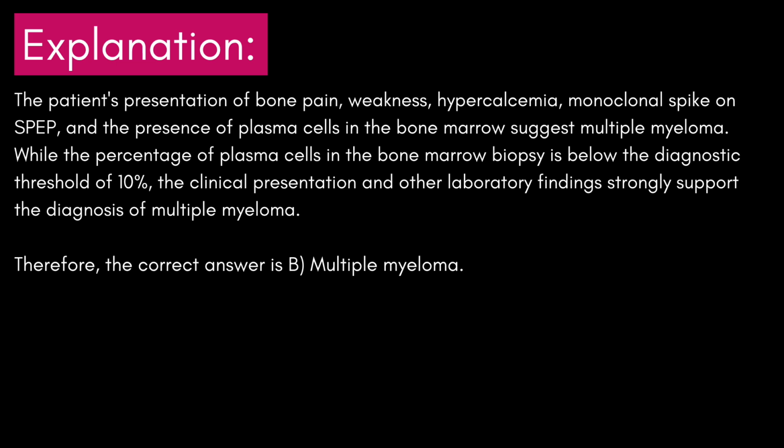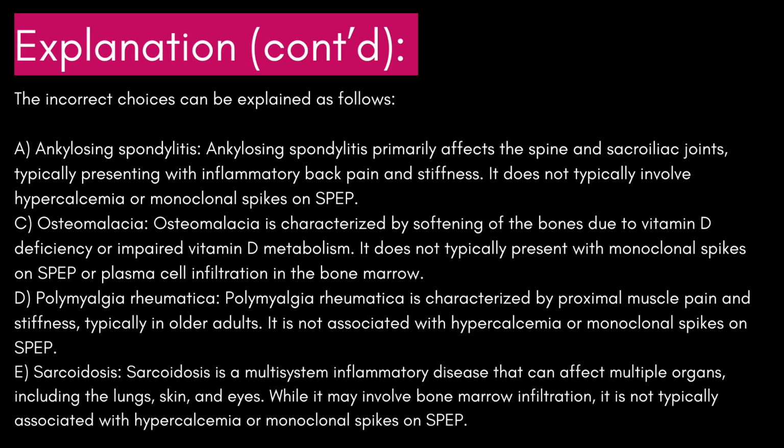All right, let's go ahead and see why the other answer choices are incorrect. The incorrect choices can be explained as follows. A. Ankylosing spondylitis. Ankylosing spondylitis primarily affects the spine and sacroiliac joints, typically presenting with inflammatory back pain and stiffness. It does not typically involve hypercalcemia or monoclonal spikes on serum protein electrophoresis.